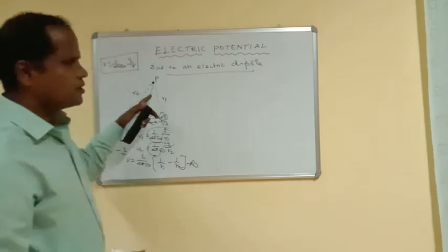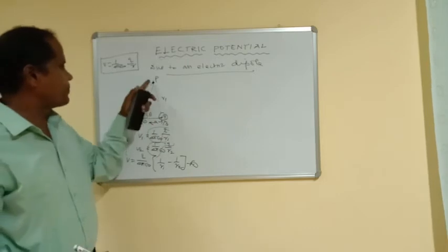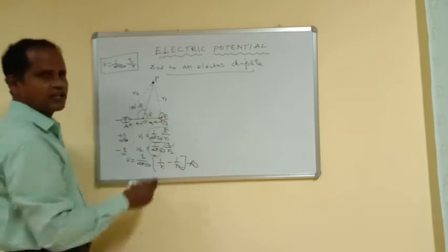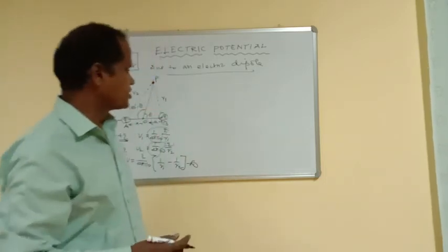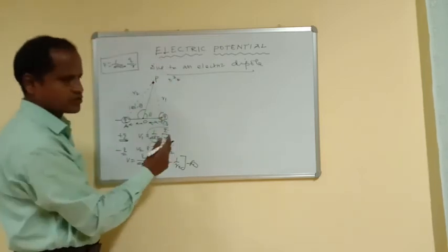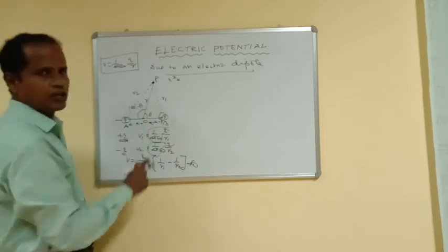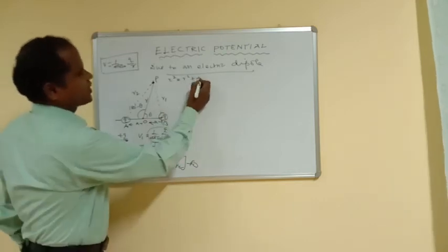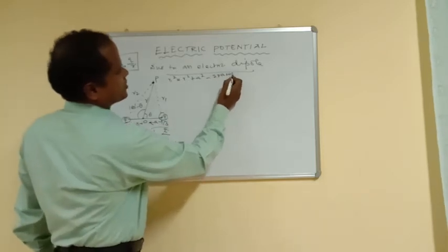Here R1 is in the triangle OBP, so if you apply the cosine law, which you might have come across in your plus 1, we can remember it. R1 squared is equal to, P is at a distance R, so R squared plus a squared minus 2Ra cos theta.